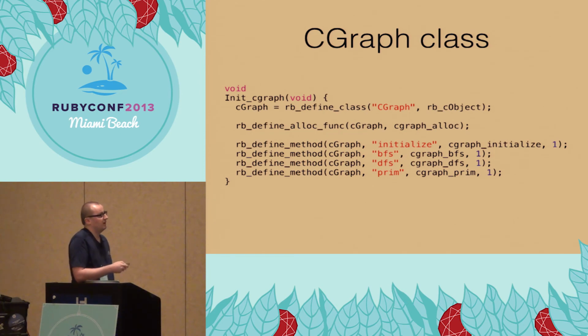OK, CGraph. Although we are implementing a pretty complicated data structure like a graph, this is not getting much more complicated if you compare it to the array, right? We still define a class. We give it a name. It inherits from an object. We still need the allocation function. We need a constructor that takes one argument. And in this case, we have three methods. We have breadth first search, depth first search, and Prim's spanning tree.